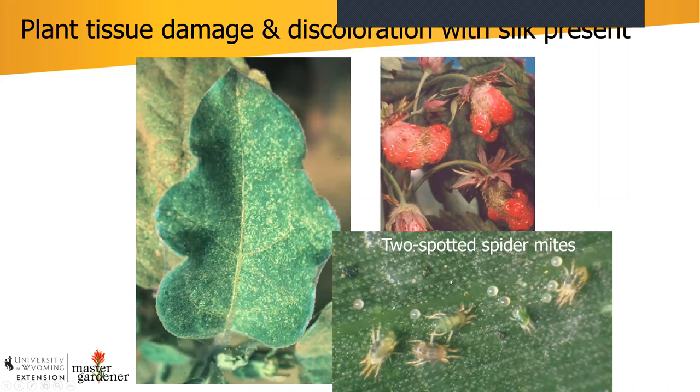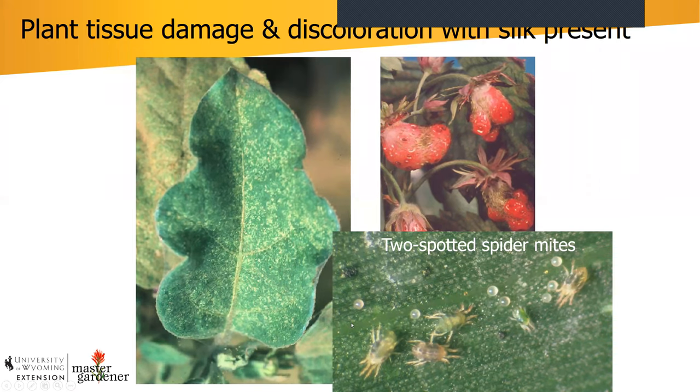Two-spotted spider mites are probably our most common one on broadleaf plants, with a broad host range. These spheres are the eggs of the two-spotted spider mites, so that's a pretty big egg that they produce. And they can reproduce rather rapidly. They can often flare after an insecticide application because they're not susceptible to all insecticides.